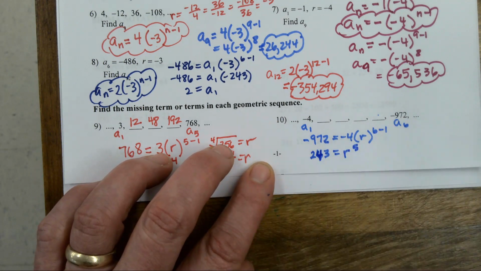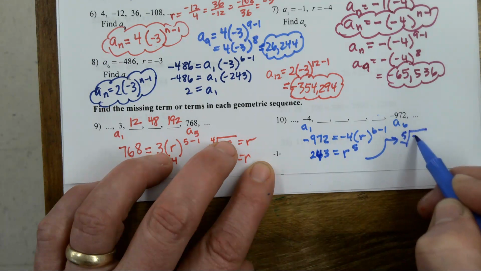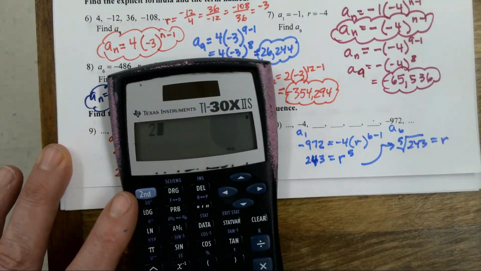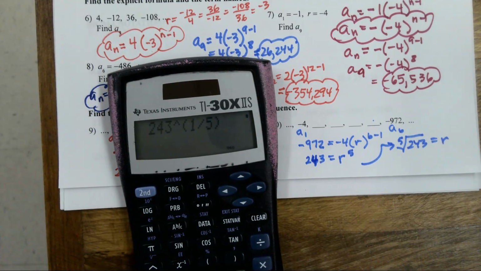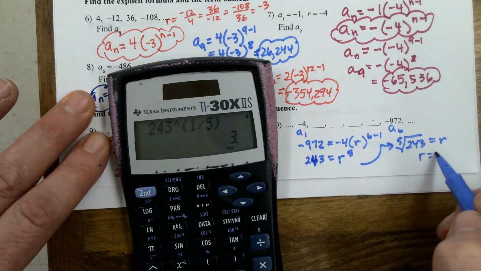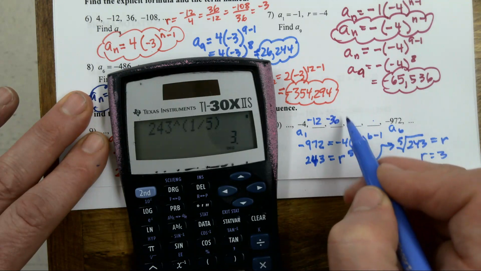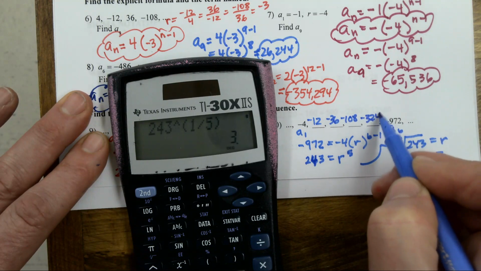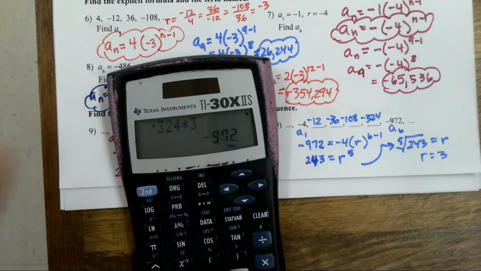Again, that's just the algebra part. So 243 is r to the 5th. So what I do is the 5th root of 243 to get r. And again, I just raise 243 to the 1/5 power. 3 is my value. So times 3, -12, times 3, -36, times 3, -108, times 3, -324. And if I did that correctly, -324 times 3 should give me -972. I always like to double check that last one and make sure that it works.